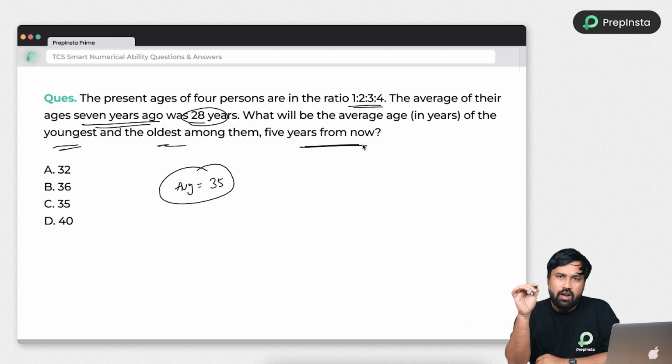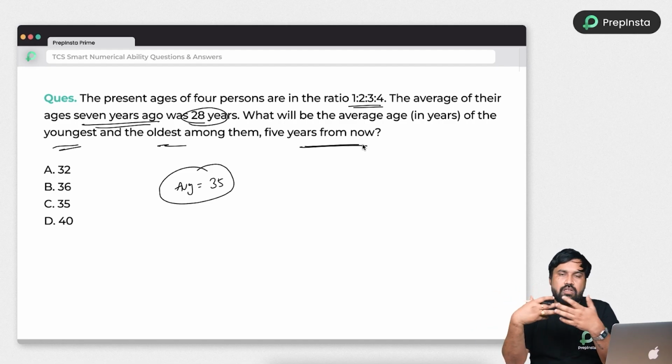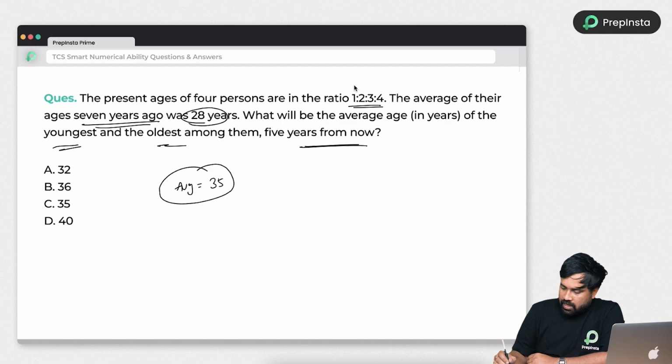So just look here, how we can do that. There are special cases where this trick will work. Remember, you want to find the youngest and the oldest. So add these two: 4 plus 1, 5 units, right?